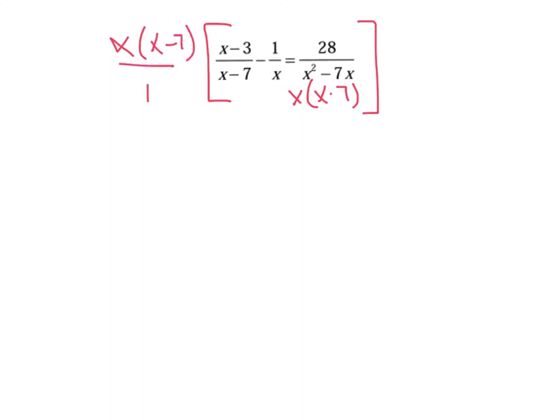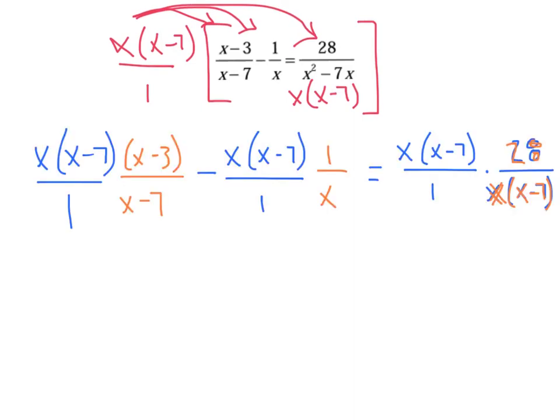That's my LCD. I'm putting it over 1, and I'm going to distribute it to both of the fractions on the left side as well as the fraction on the other side of the equal sign. Here's what it would look like once I get done distributing. The LCD is in blue here, and I distributed that next to it. The orange terms represent the original terms that were in the initial equation.